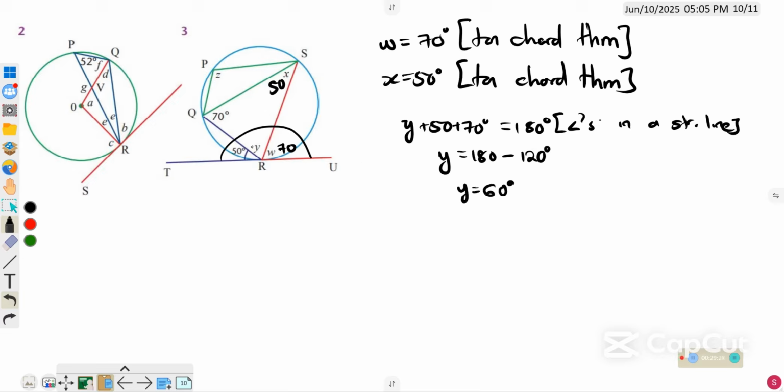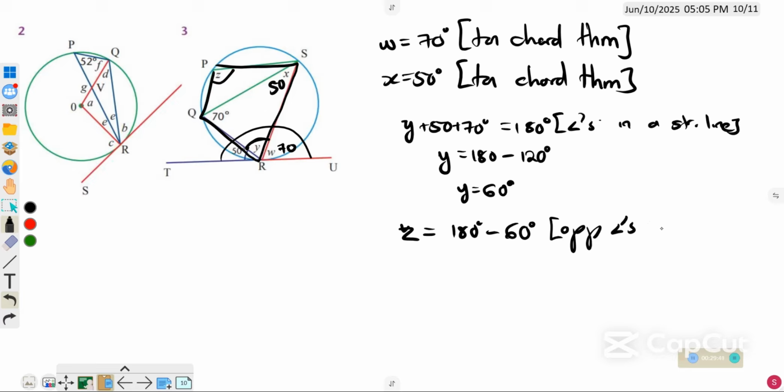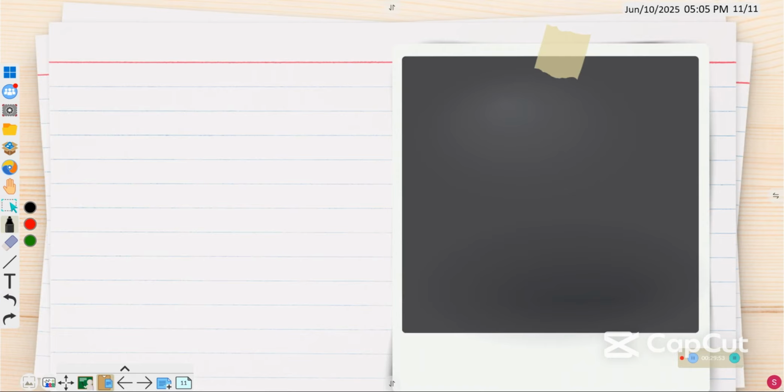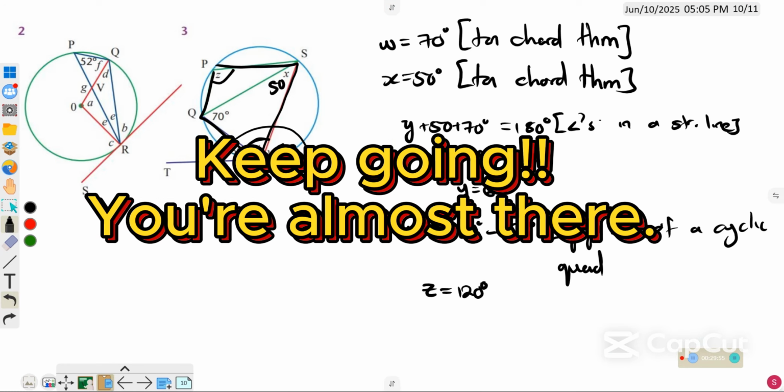But once you have y, by default you have z, because this is a cyclic quadrilateral, and y and z are opposite angles of a cyclic quadrilateral. So z will be equal to 180 degrees minus that 60 degrees. And these are opposite angles of a cyclic quadrilateral. Okay. So that's how it goes, whereby z will be equal to 120 degrees. And that's that. See you in the next one.